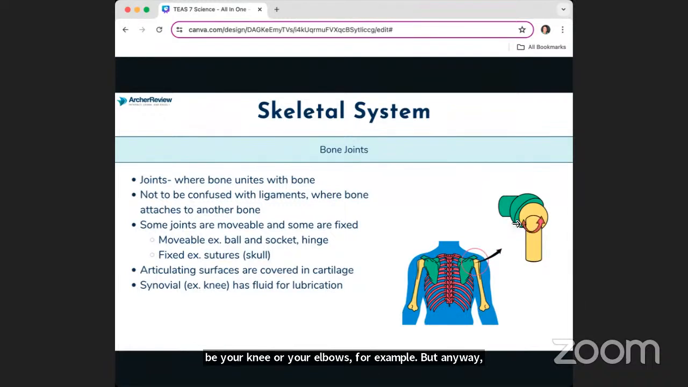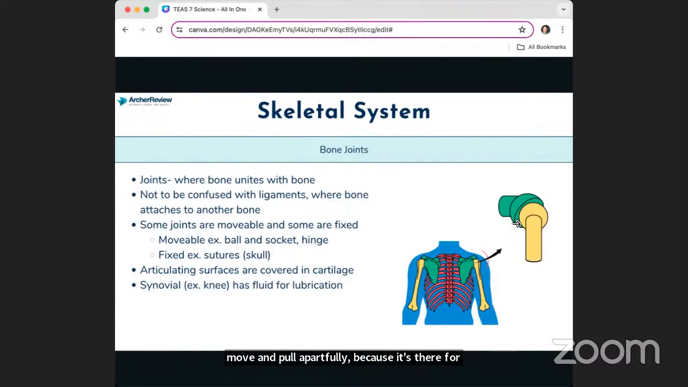But some joints are fixed, meaning that you can't move them. So you've got joints in your skull. We call them sutures. And parts of your skull you're not able to move and pull apart, thankfully, because it's there for protection for your brain. But they are joints nonetheless, and they are fixed.